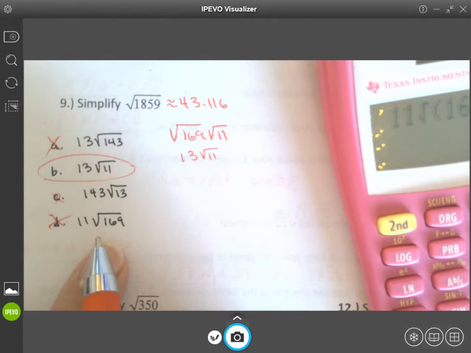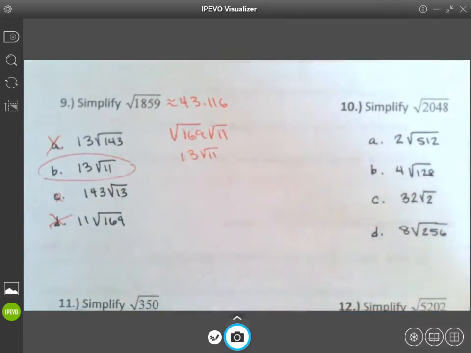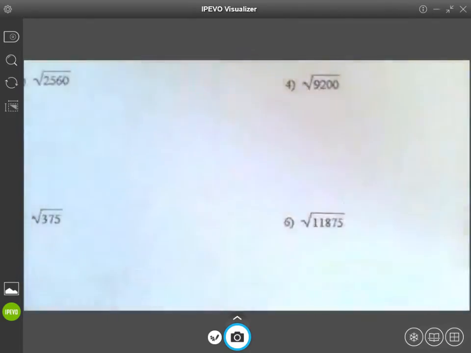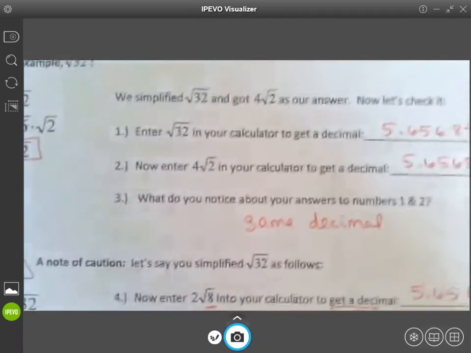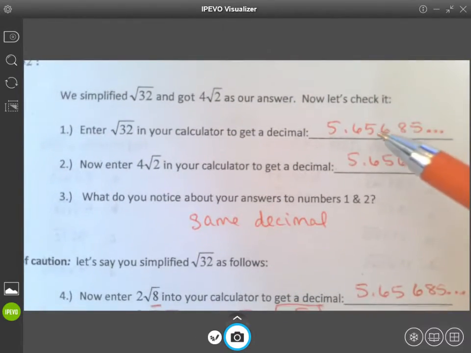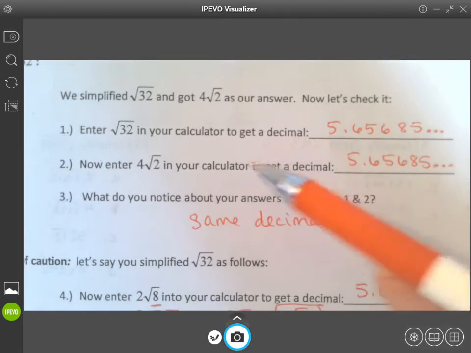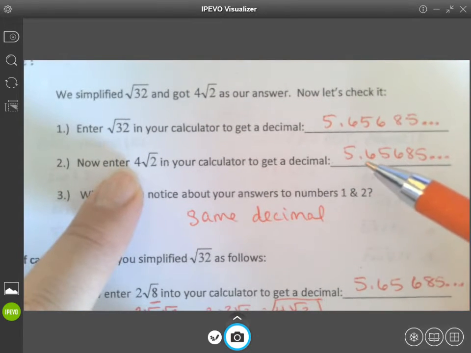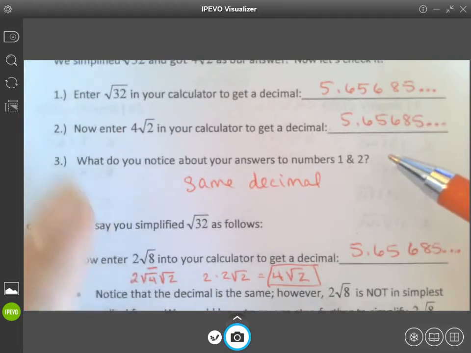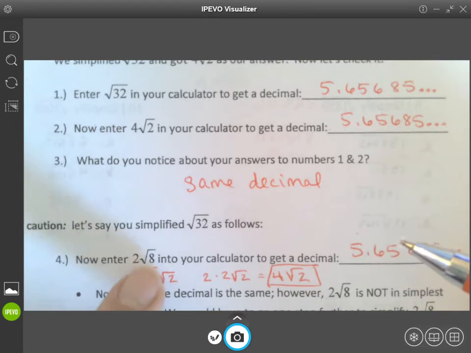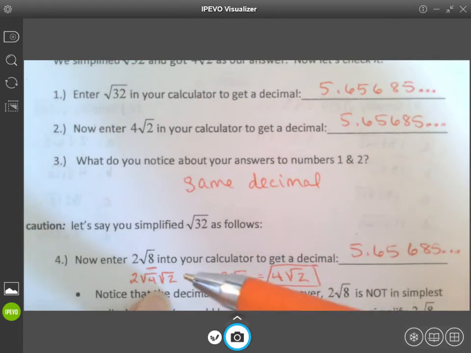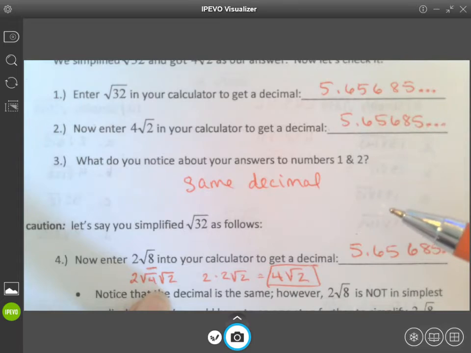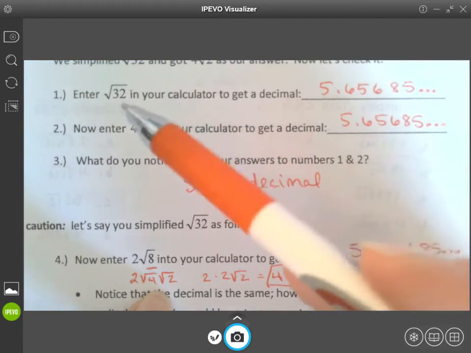They flip-flopped the idea. Now, the reason I had you go through all of them, even though B was the answer, come back to this. The square root of 32 is 5.56. 4 square root of 2, the most simplified root, is the same answer. But the same answer came from this. And the reason I wouldn't pick this one is the 8 could break down. So you could have more than 2 answers that give you the same decimal, but only one of them is the best answer.